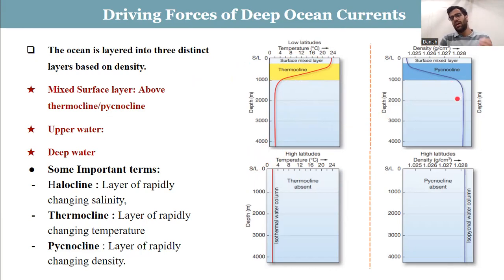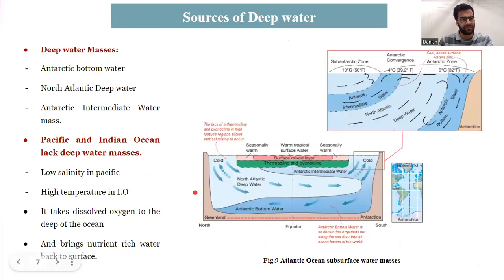Similarly, you can see how the density varies in the lower latitudes. It is low at the surface, then it increases, and then it remains constant. In the higher latitudes, there is actually no temperature difference between the upper layer and the lower layer. As a result, there is no thermocline region. Also, the density remains the same throughout the depth. As a result, there is no stratification.